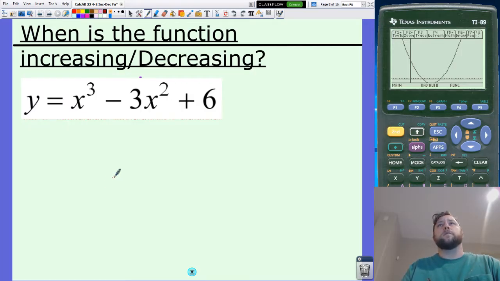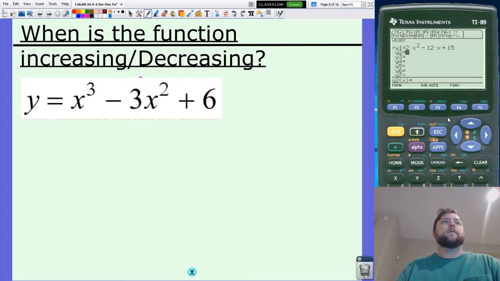Okay, so let's do this example. So I'm going to graph this. Well, maybe it takes a little longer.